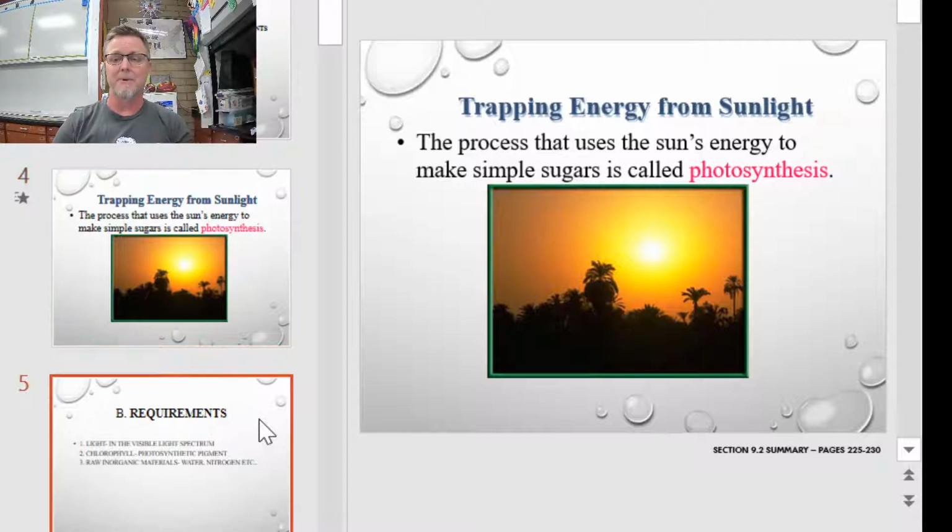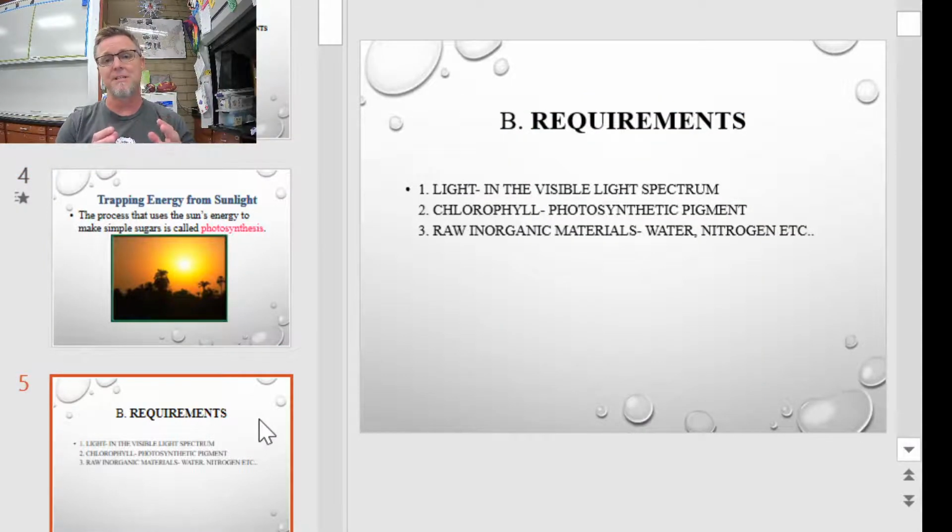Let's start this way. In order for photosynthesis to occur, there are some non-negotiables that you have to have. For starters, you have to have light. Light in the form of the visible light spectrum. That's the colors of the rainbow, Roy G. Biv. Red, orange, yellow, green, blue, indigo, and violet.